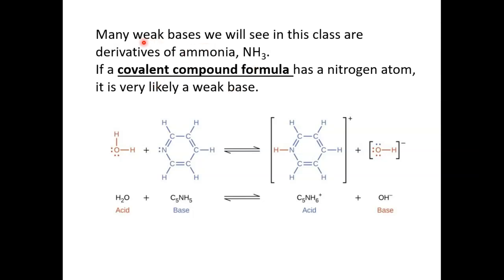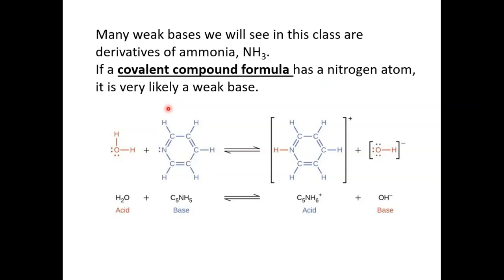In this chapter, a lot of times the weak bases that we'll use in examples are not just ammonia, but often organic compounds that are derivatives of ammonia. So here's what I want you to be on the lookout for. Something is a weak base if it's a covalent compound with a nitrogen atom. It's very, very likely a weak base. And I can't think where you would see when it's not. So this is your rule to look for.